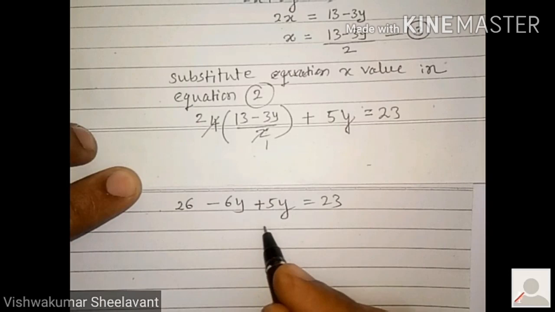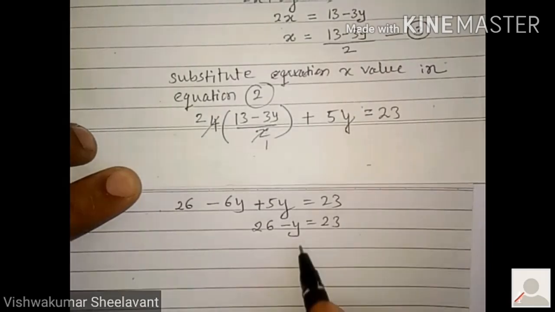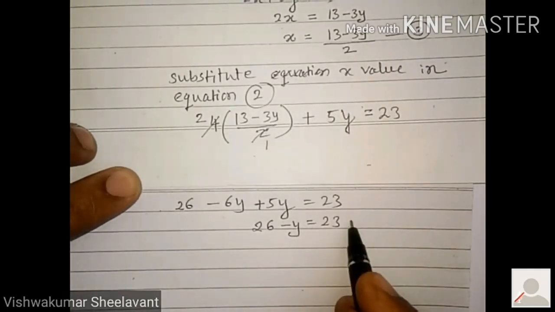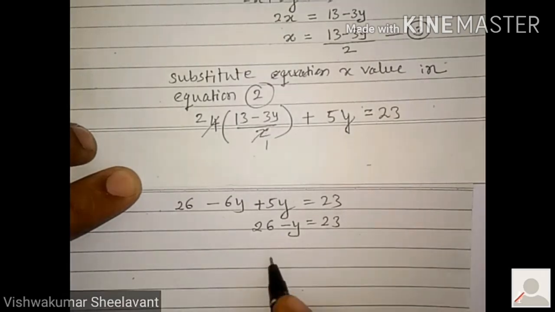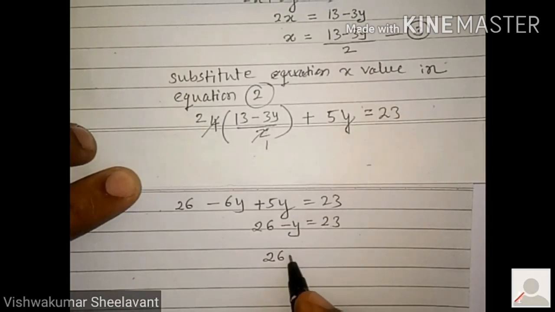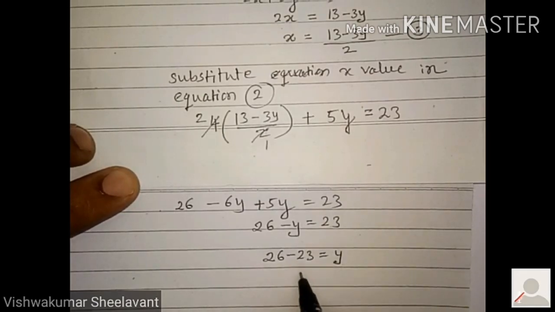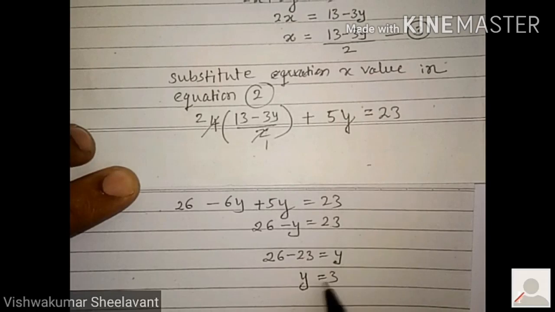Now we will have 26 minus y equal to 23. You take this y on RHS and 23 on LHS. y equal to 26 minus 23. So y will become 3.